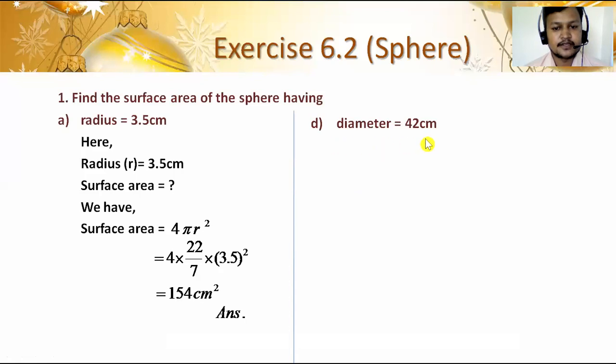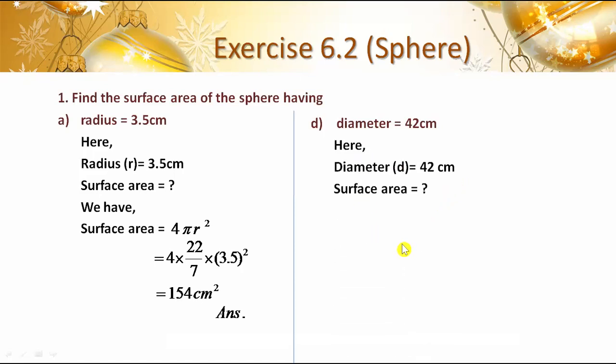Let's move to question number D, where diameter is given to us. If diameter is given, what is the formula of surface area? Pi d square. Pi d square only. That formula we have to use here now.